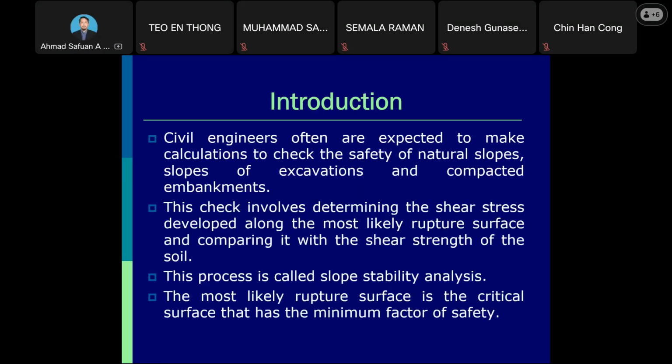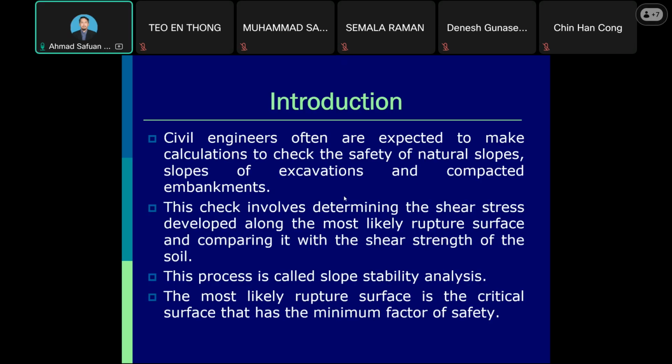Civil engineers often are expected to make calculations to check the safety of natural slopes, slopes of excavation and compacted embankments. This check involves determining the shear stress developed along the most likely rupture surface and comparing it with the shear strength of the soil. So the process is called slope stability analysis. The most likely rupture surface is the critical surface that has the minimum factor of safety.